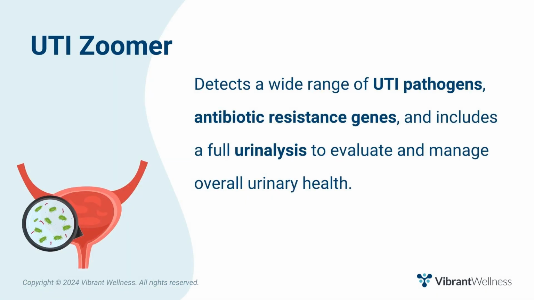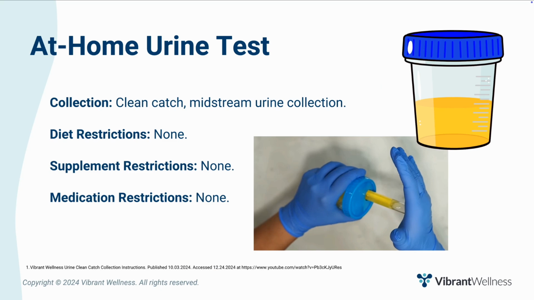Vibrant's UTI Zoomer detects a wide range of UTI pathogens and antibiotic resistance genes, and also includes a full urinalysis to help you evaluate and manage overall urinary health. Vibrant's UTI Zoomer is an easy at-home urine test. Patients collect urine using clean catch midstream collection, and the special collection cup lid contains a sharp that allows transfer of urine from the sterile cup into sterile tubes. There are no diet, supplement, or medication restrictions.